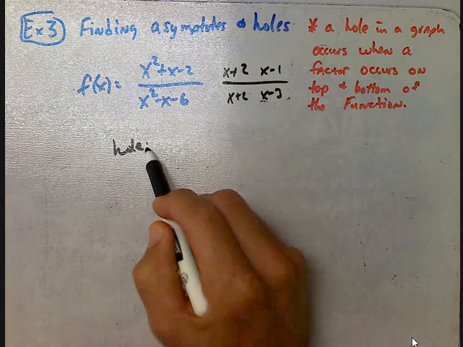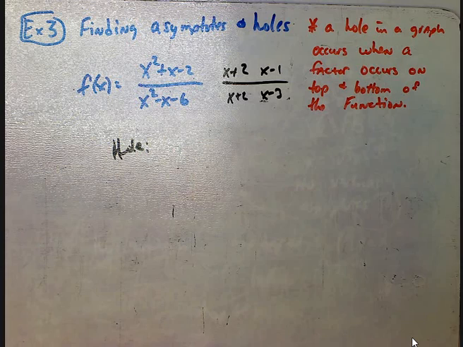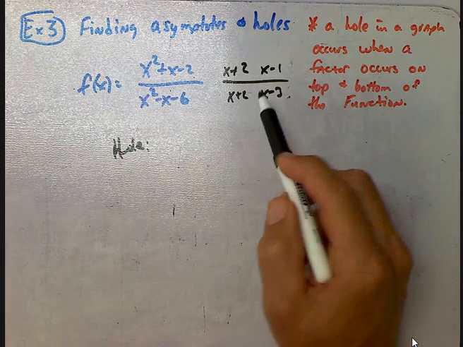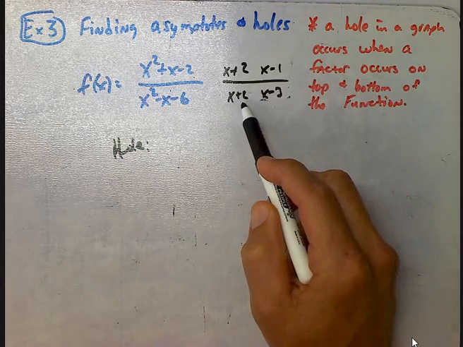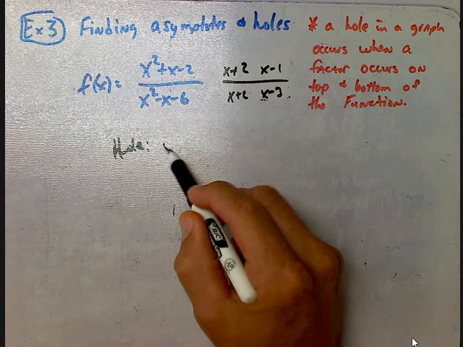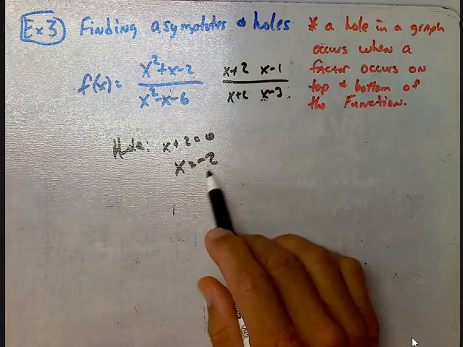So to find the hole in the graph, meaning the hole in the graph is a space where there's no point at all, since x plus 2 would normally be set equal to 0 to find the vertical asymptote, in this case, because it's on top and bottom, we're going to set x plus 2 equals 0, x equals negative 2, and that is a hole in the graph.